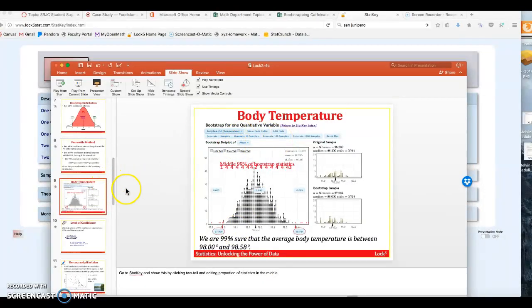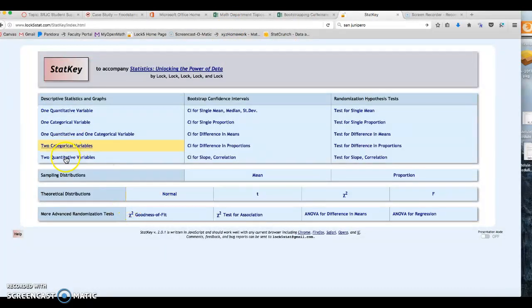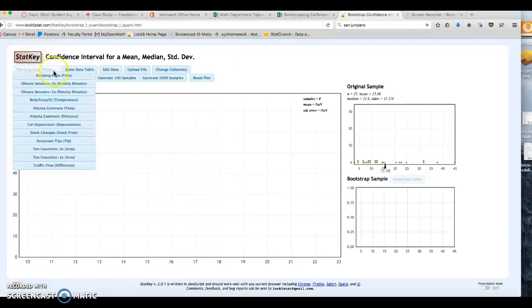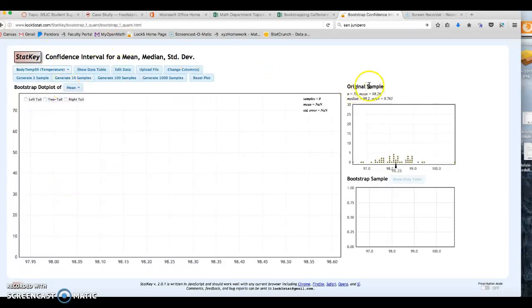So what I want to do is look at this example, but in StatKey. In StatKey, we're looking at Bootstrap confidence intervals, which is chapter 3, and I'm going to go to confidence interval for a single mean. This is a prepackaged data set, so I'm going to look for body temperature, body temp 50. Click on that, and notice here we have the mean of 98.26, sample size of 50, standard deviation of 0.765. So I'm going to generate 2,000 samples.